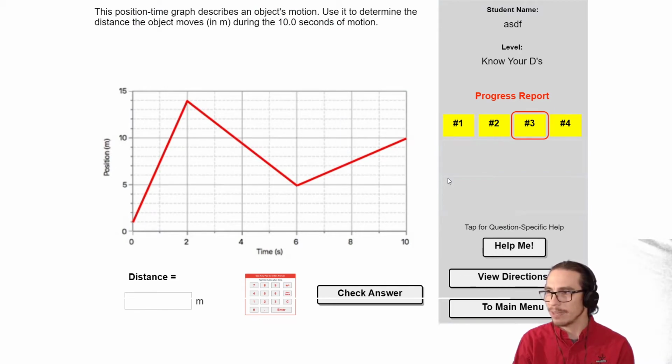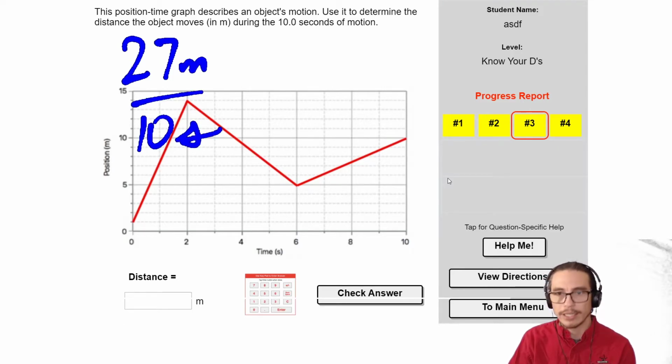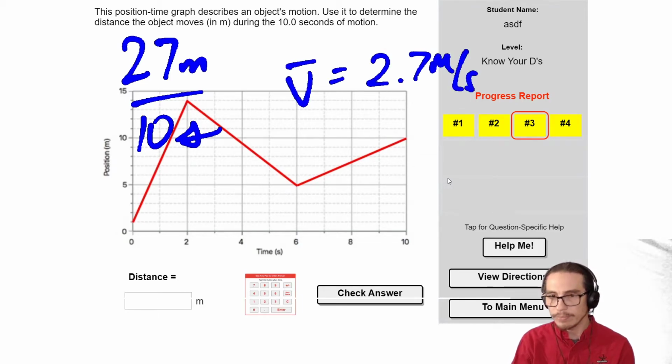Now, if it asked you for average speed, you'd be kind of upset about distance. I have to add up all those segments. Kind of same thing. What's the total distance it traveled? Well, we figured that was 27 meters. And how much time did it take? Well, it took 10 seconds to do all that. So my average speed is 2.7 meters per second.